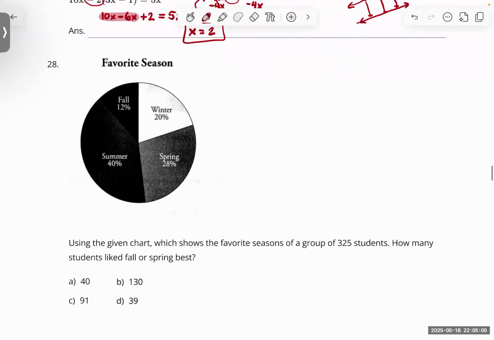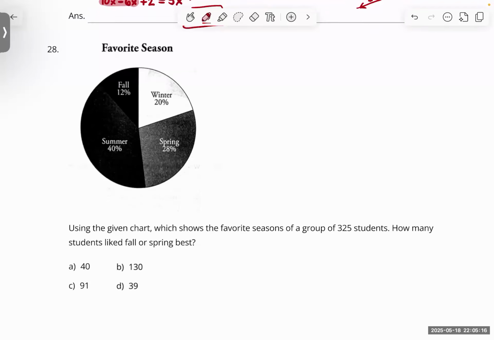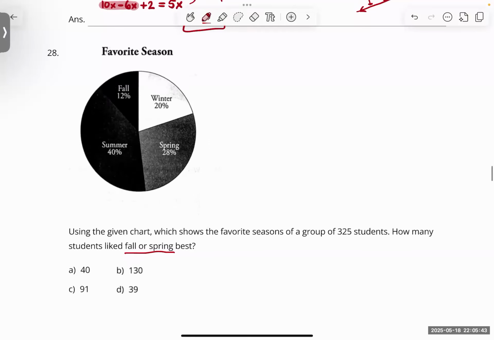Okay. Number 28. All right, so we have a pie chart of people's favorite seasons. Using the given chart, which shows the favorite seasons of a group of 325 students, how many students liked fall or spring the best? Whenever it says something or something, it always indicates that thing plus the other thing, right? So how many students liked fall or spring?